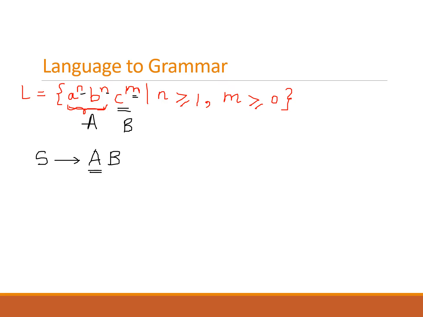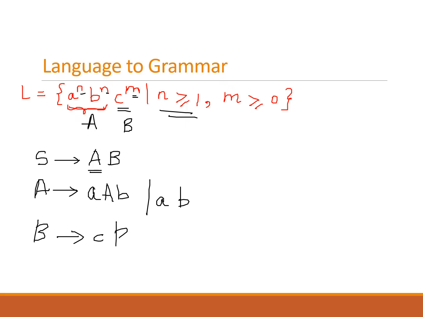I need to first expand this A, and this A here is for having AB, and AB can be placed in recursion here, and the minimum allowed is AB because I need to have it at least greater than equal to 1. And B is just the recursion of C, but the minimum allowed is 0, so this will be epsilon.